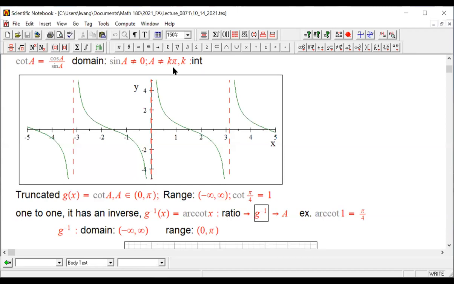What happens when the input approaches 0, or the input approaches pi? Approaching 0 from larger than 0, approaching pi from smaller than pi, in this case you can see it goes up to positive infinity, and this one goes down to negative infinity. So they're all in the lectures. I would say you guys should watch.